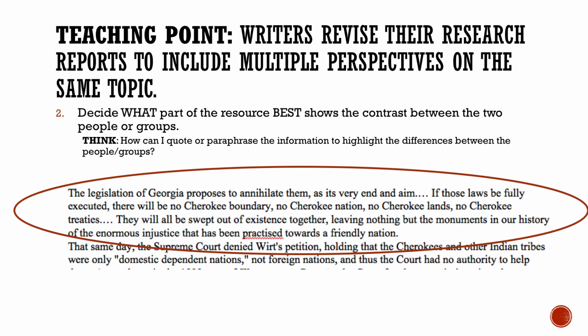"If those laws be fully executed, there will be no Cherokee boundary, no Cherokee nation, no Cherokee lands, no Cherokee treaties. They will all be swept out of existence together, leaving nothing but the monuments in our history of the enormous injustice that have been practiced towards a friendly nation." Boom, smoke, fire. Right there, the Cherokee lawyer lays out the case that if this law goes through, the Cherokee will be no more, or at least they'll be no more as they originally were.